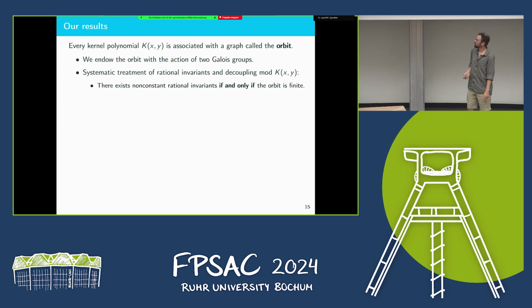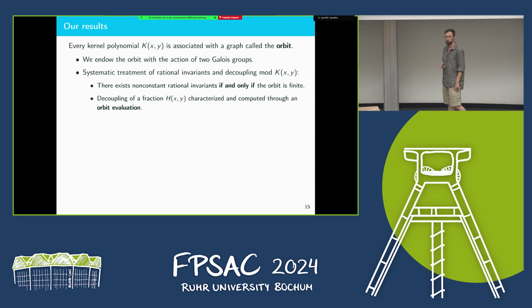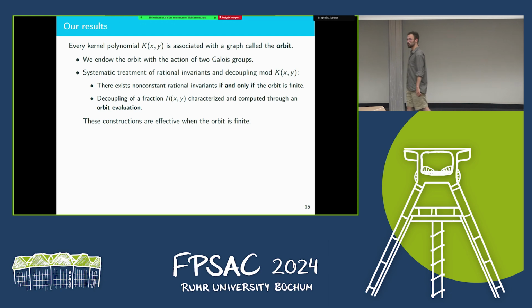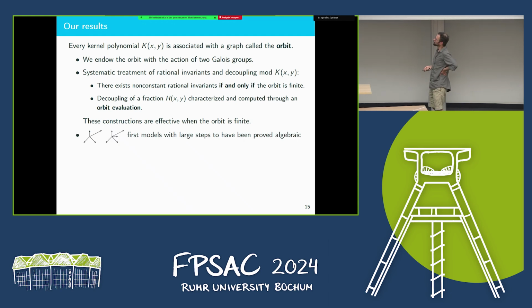Basically, we have the existence of a non-constant rational invariant if and only if the graph is finite. Moreover, if the graph is finite, then the question of decoupling is a mere computation. And moreover, these two steps are not just theoretical, they are effective, and they are implemented in Sage. Maybe I can ask Frédéric.